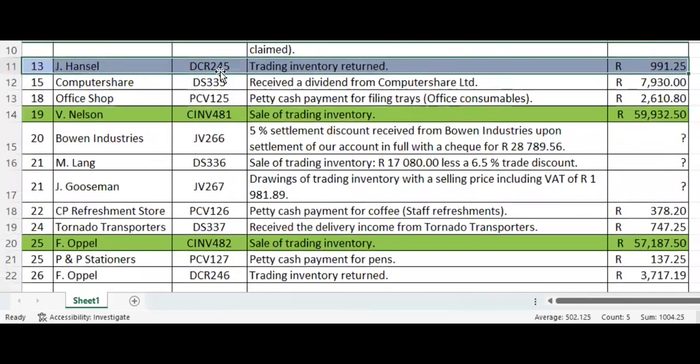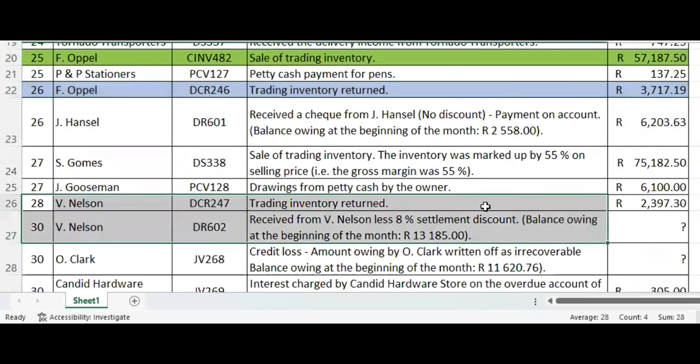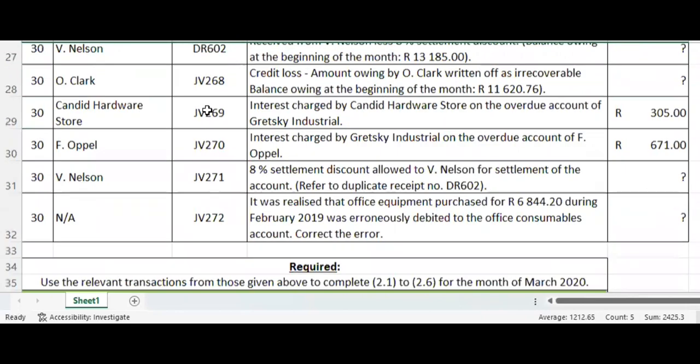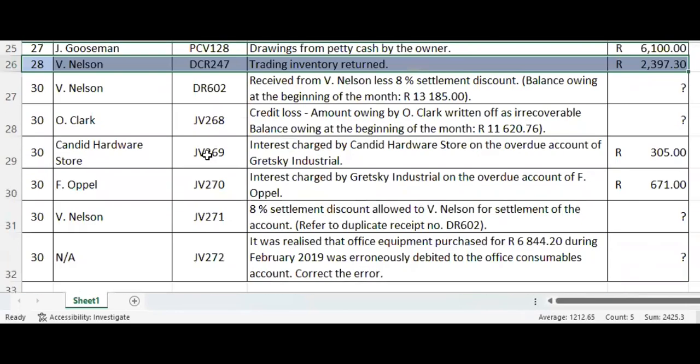Go on. That's 245. So now we're looking for 246. Here it is. Okay. The DRCR. Here's another one. DCR. And I go down. I see. Okay. There is no other entry.